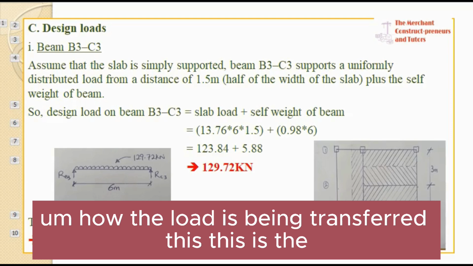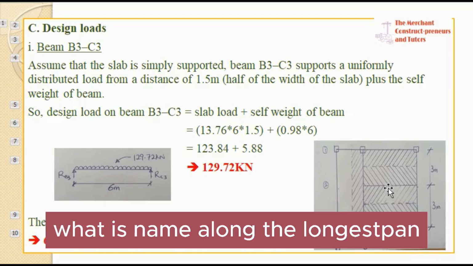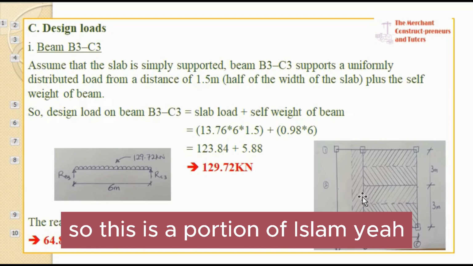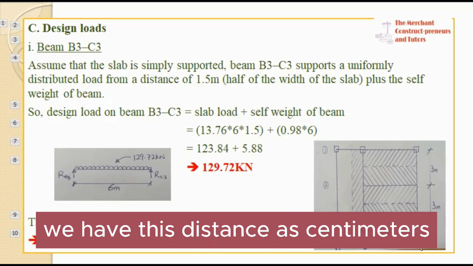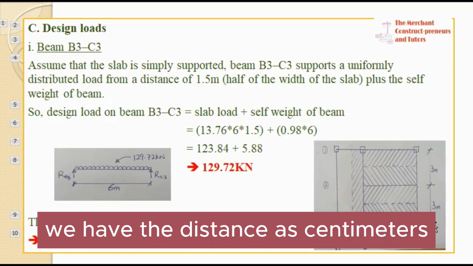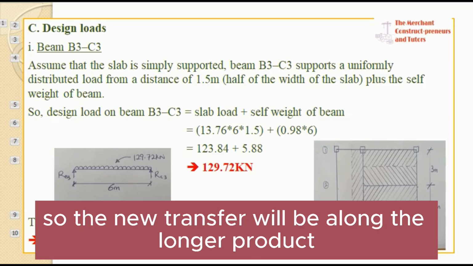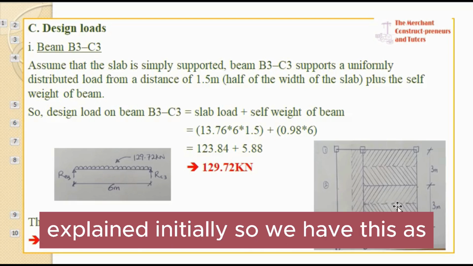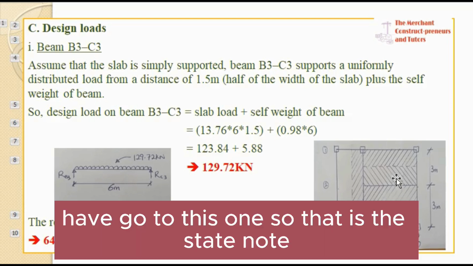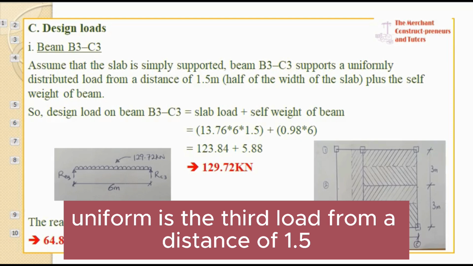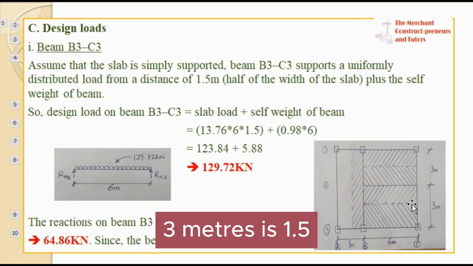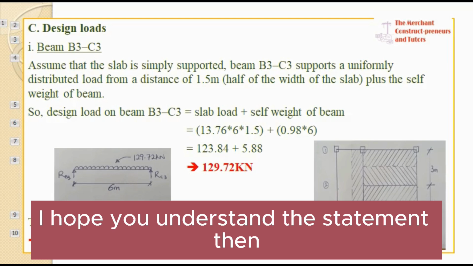Now I told you how the load is being transferred along the longer span. So this is the portion of the slab. Here we have this distance as 6 meters, and we have this distance as 3 meters. So the longer part is this 6 meters, and the load transfer would be along the longer part, like I explained initially. Half will come to this portion here, half will go to this one. So that is the statement. What do you mean by uniformly distributed load from a distance of 1.5? This is 3 meters, so half of 3 meters is 1.5. I hope you understand the statement.